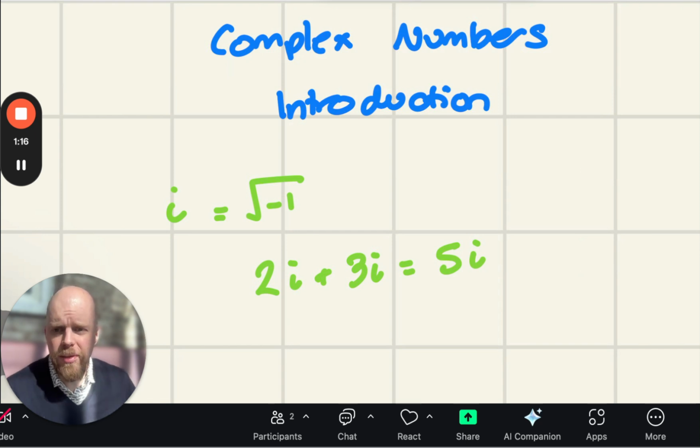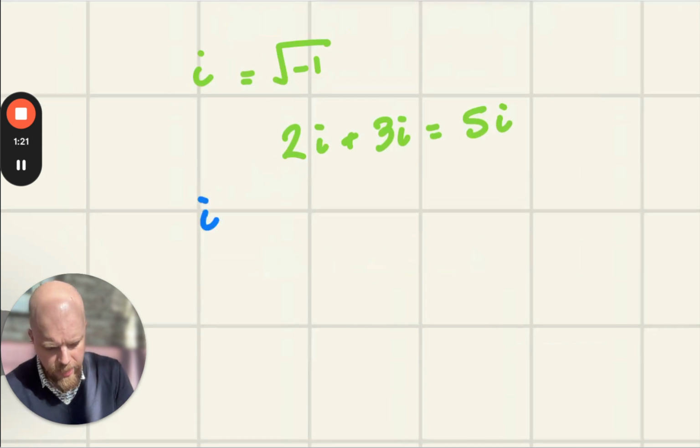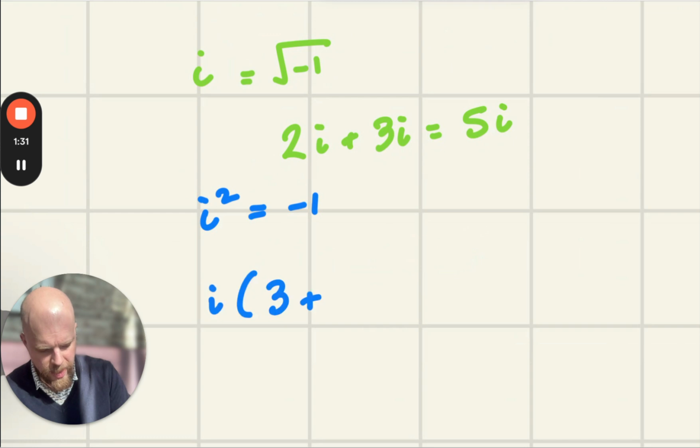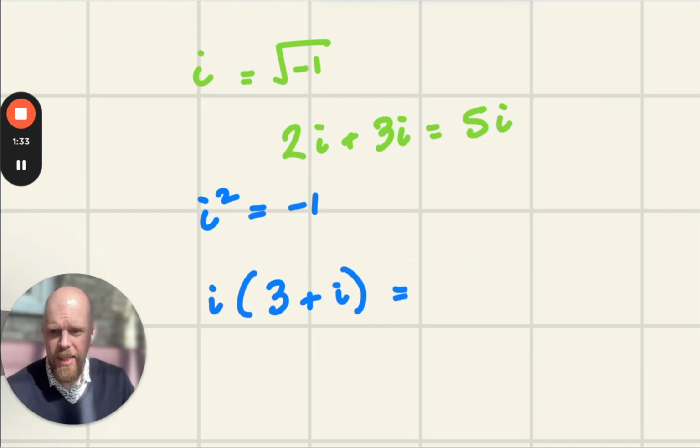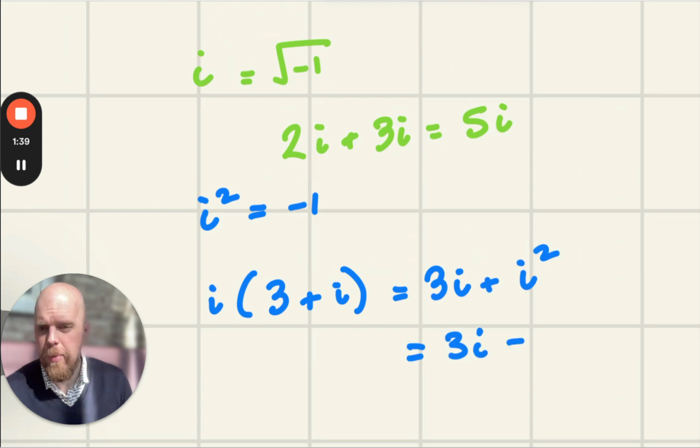Now, the important thing to remember is that i squared is minus 1. So when we're multiplying complex numbers together, when you square i, you get minus 1. So for example, if I have i times 3 plus i, if we use the distributive property, that's the same as 3i plus i squared, which is 3i take away 1.